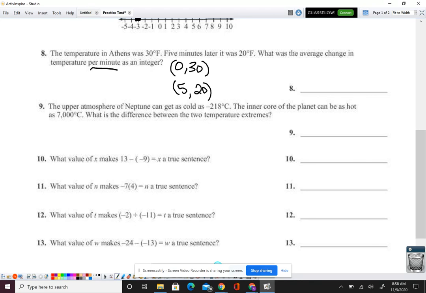The average change for temperature, we take our Y values and subtract them. And we take our X values and subtract them. And we keep the points together. So 0 and 30 are right up above and below each other. 5 and 20 are right up and below. 30 minus 20 is 10. 10 divided by -5 is a -2. So that tells me that it's going down 2 degrees per minute. That's going to be one that people are going to get wrong on the test. Guaranteed.